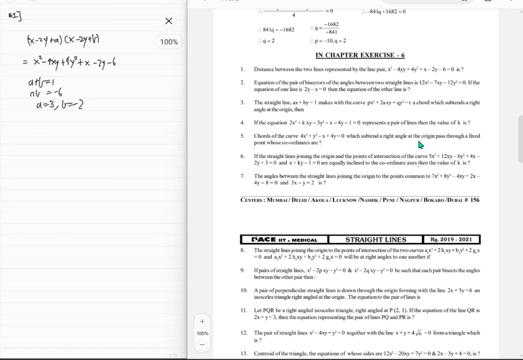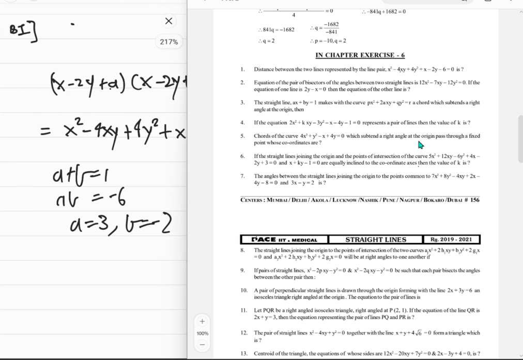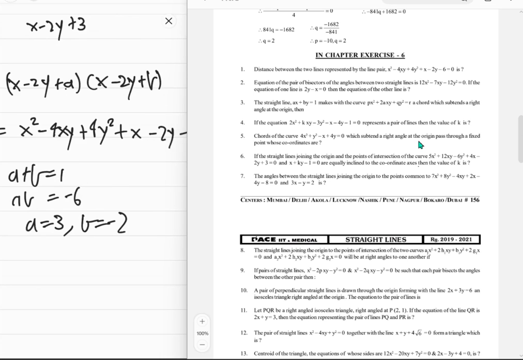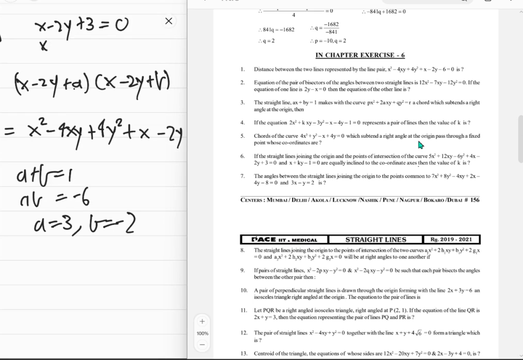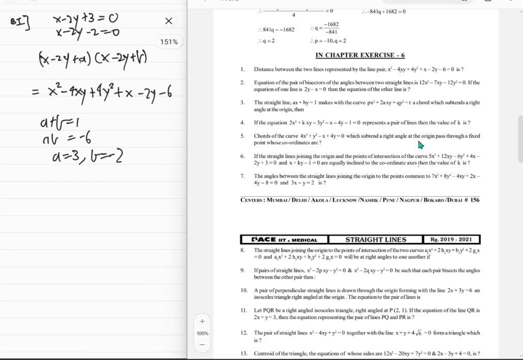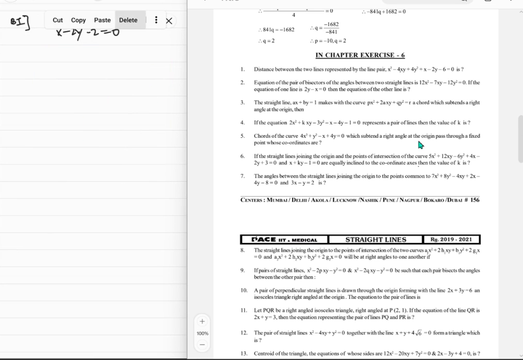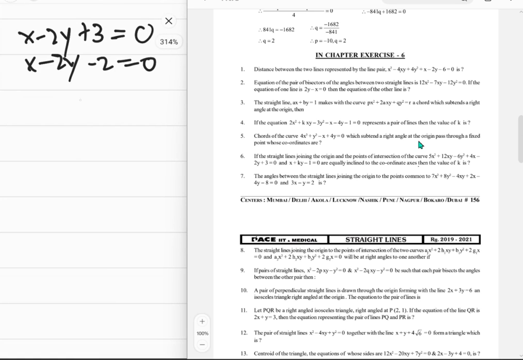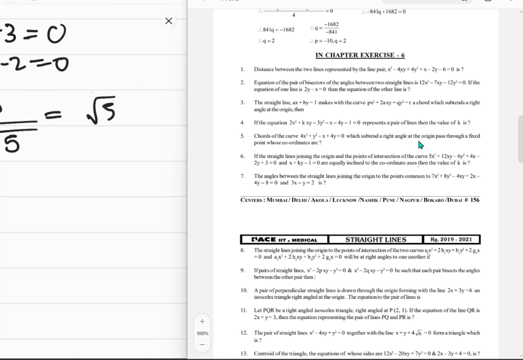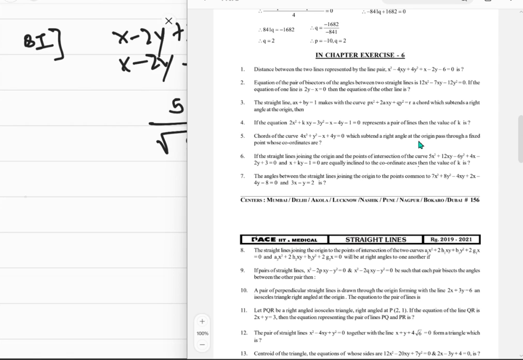This works. So now we know what these lines are. It's just x minus 2y plus 3 equal to 0 and x minus 2y minus 2 equal to 0. Cool. And now we want the distance between these two lines. And that would be 5 upon square root of 1 plus 2 squared, like 5 upon square root of 5, which is square root of 5. And that's the answer. Question number 2.